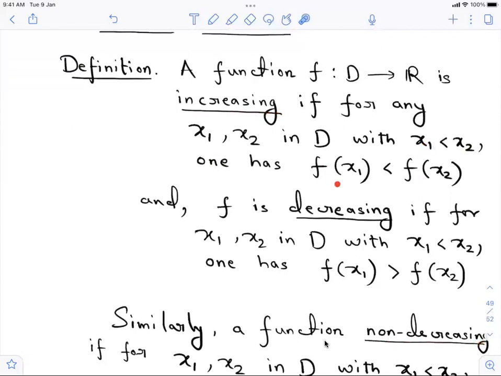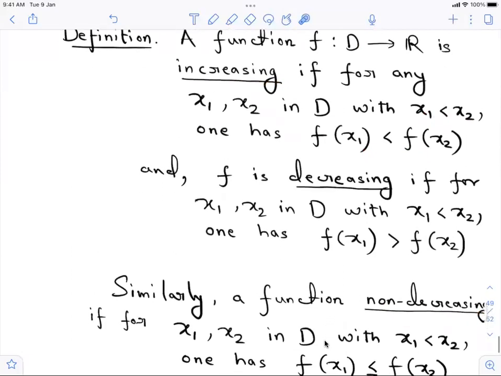So x1 less than x2 implies f(x1) less than f(x2). F is decreasing if, so if f is decreasing, then this direction has to be reversed. So as the domain values increase, the range values decrease. So that means x1 less than x2, but then f(x1) is bigger than f(x2).